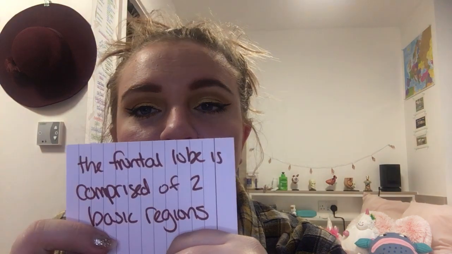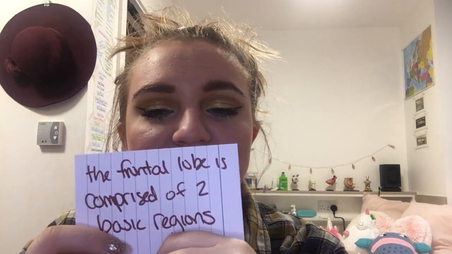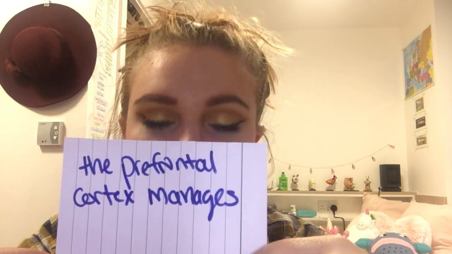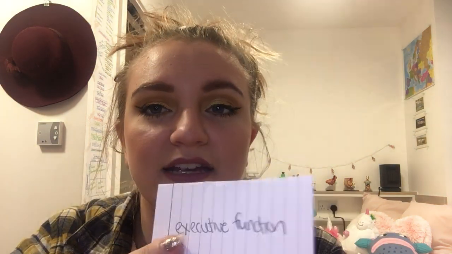The frontal lobe is comprised of 2 basic regions. There are 2 different cortexes, the prefrontal cortex and the motor cortex. The prefrontal cortex manages executive function. So anytime we're talking about anything in the frontal lobe, be thinking in terms of very complex functions, because that's more of what's in the frontal lobe.